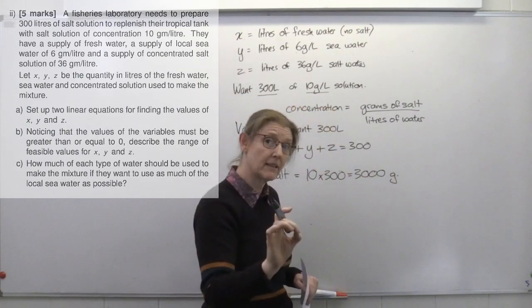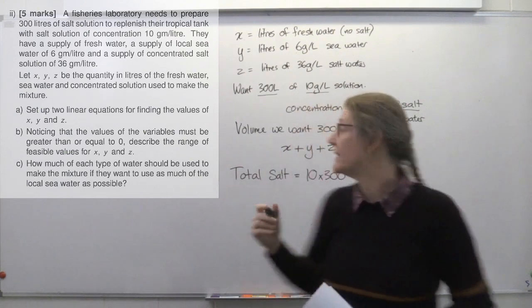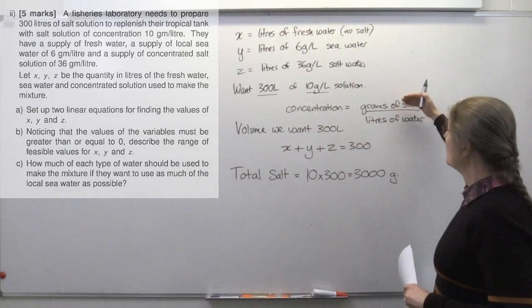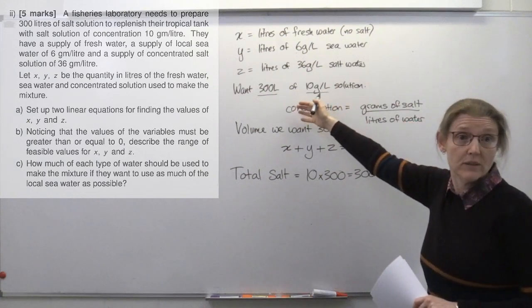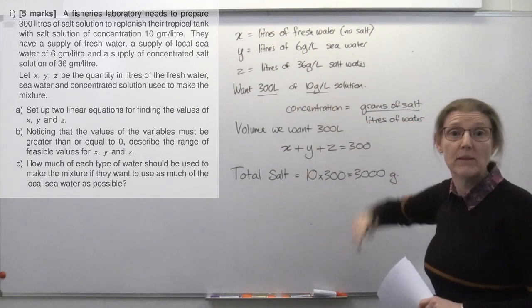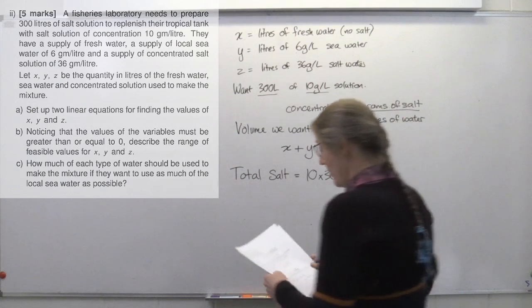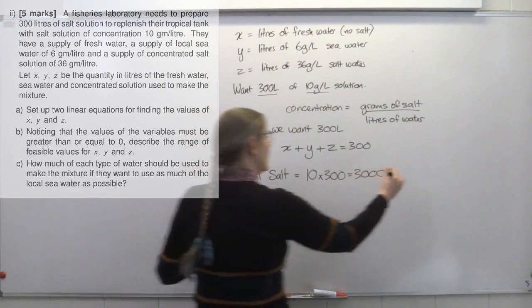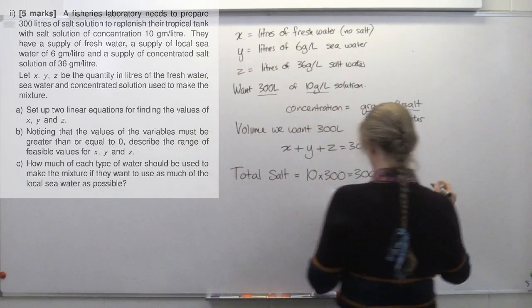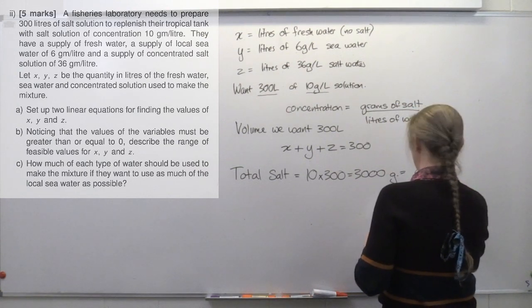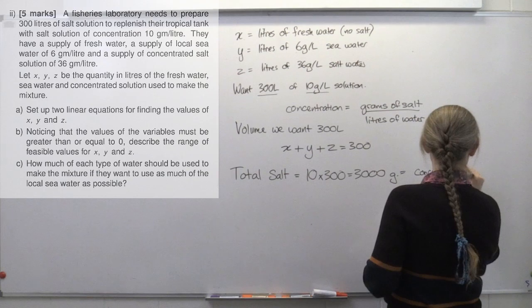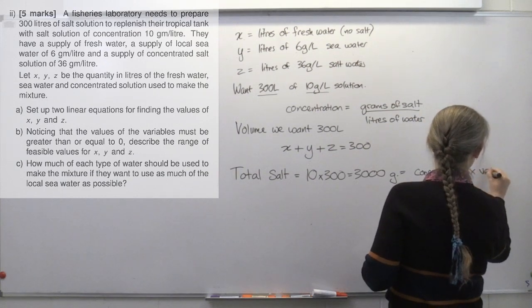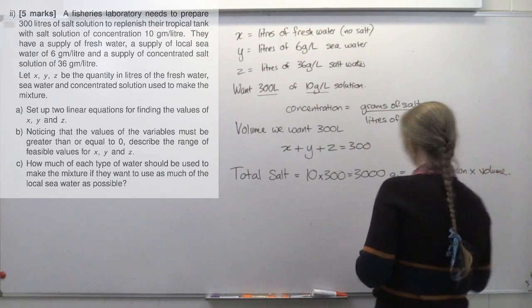How do we get it? Well, we use that same idea that the grams of salt is the litres of the solution times the concentration of the solution, and add all of our components up. So, just to write that out, it is concentration times volume. Just rewriting it.